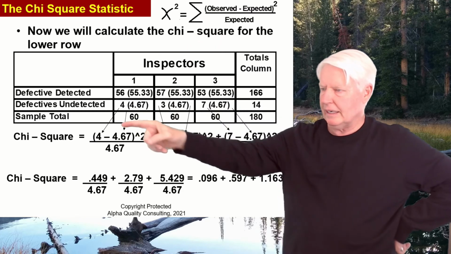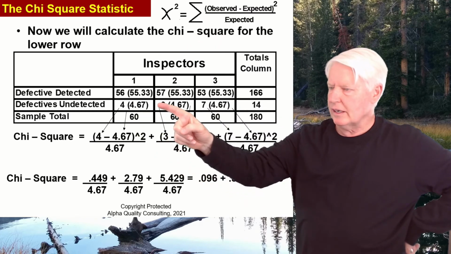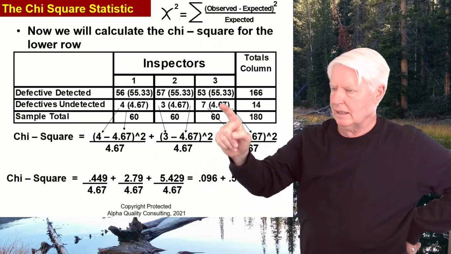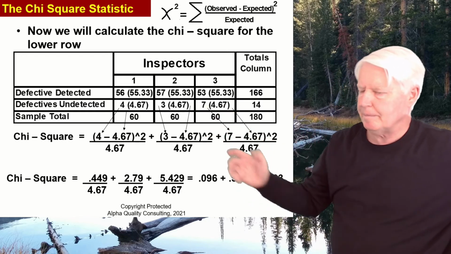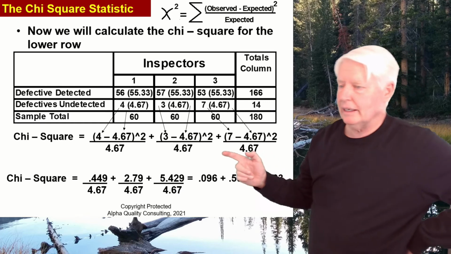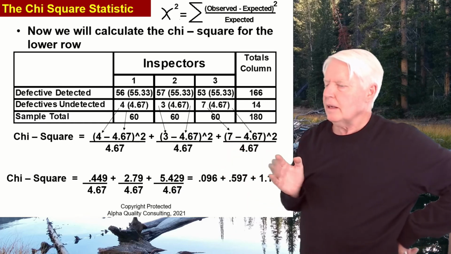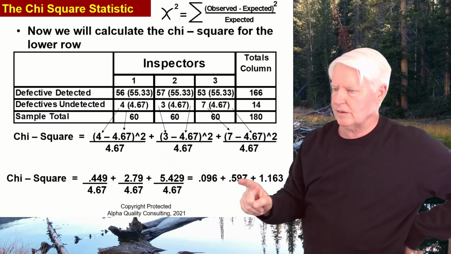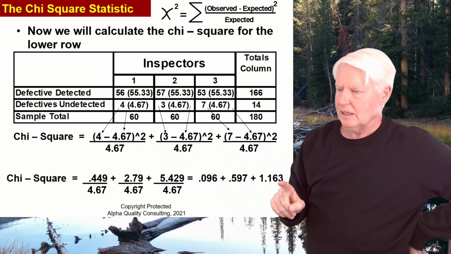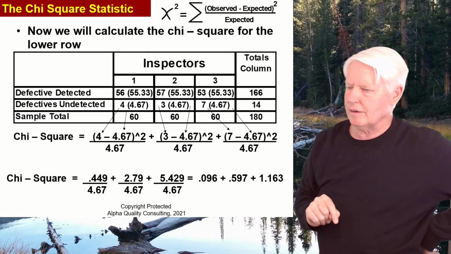It says sum them all together. That's what I'm doing. So there's the observed, expected, so you should be comfortable with that. You may want to do this manually to get more comfortable with it. And I do all the math, and 96 thousandths for that series, 59.7 thousandths, and 1.163 for that one.